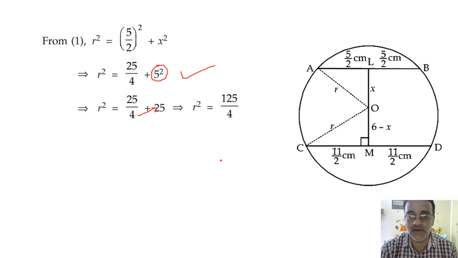And what is the square root of 125? 15? No. 125 is 5 into 5 into 5. Wait a minute.